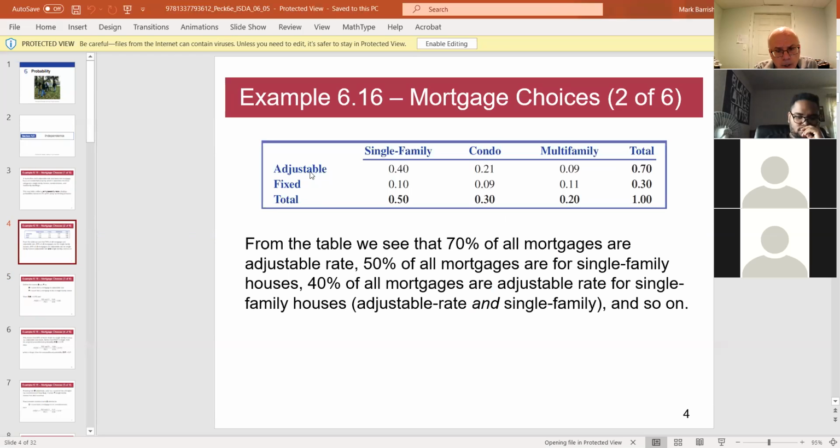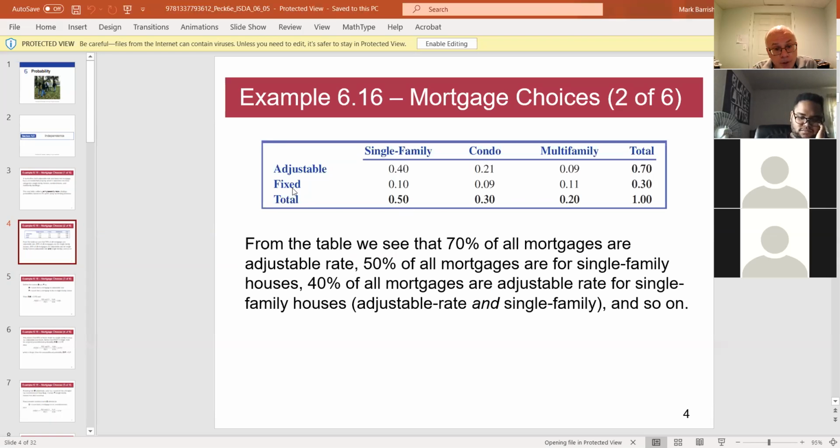Yes. How do we know that? Because the marginal total for the adjustable row is 0.7. You see it here. The probability that if you select one of these mortgages at random from the population, the probability that it's adjustable rate is 0.7. It's the marginal total here. Everybody clear about that? So if I wanted you to tell me the probability of an adjustable rate mortgage, the answer is 0.7.